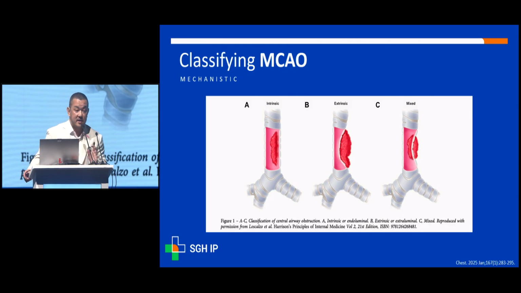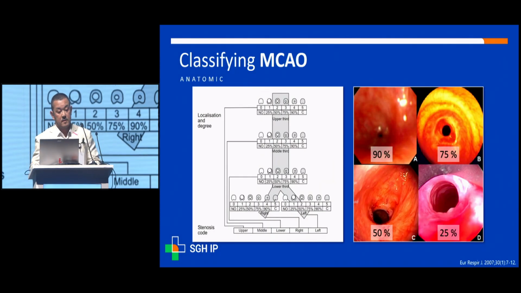Mechanistically speaking, I think it's very simple. Malignant CAO can be either intrinsic, intraluminal, or extrinsic from external compression, or a combination of both, which is mixed. Another way to classify malignant CAO is anatomically. We'd like to know the extent, the location, as well as the severity, and usually severity is a visual estimate of the cross-sectional area involved.